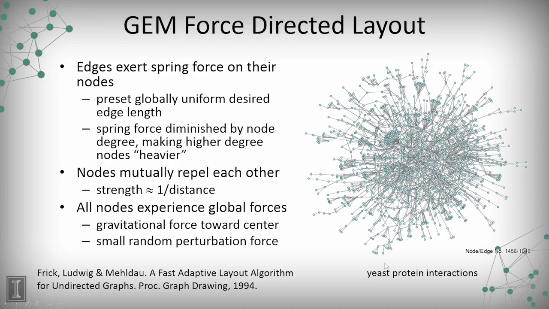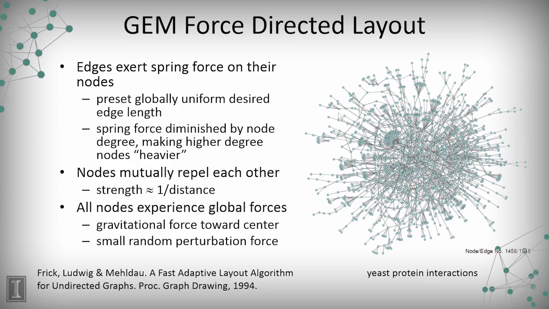This is an interaction graph between yeast proteins. There are about 1,500 yeast proteins and about 2,000 interactions, and so the yeast proteins are indicated by nodes and the interactions are indicated by edges.